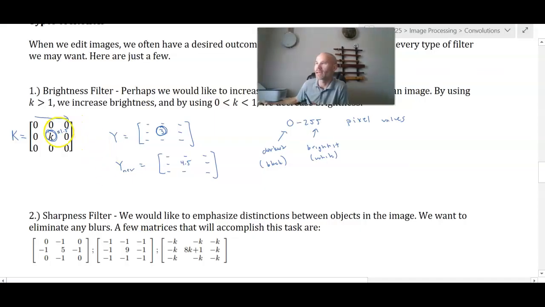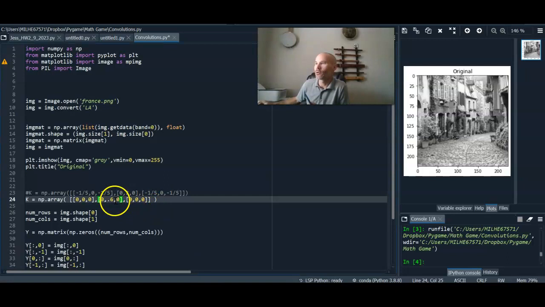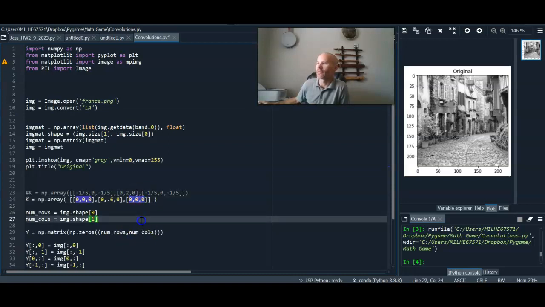So that's coming back here. That's our little k value. And so ideally, this is going to scale our image pixel values by 0.6. So we're going to end up making the image darker if this is correct. And then we have all zeros in that third row. Okay, so let's actually execute this.